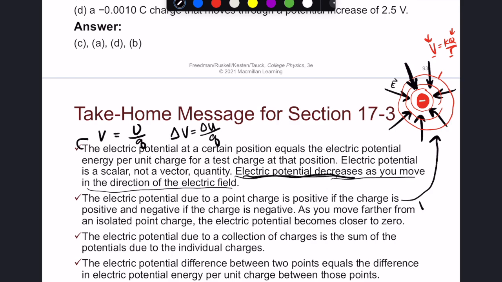And why is that? Well, that's because the potential is simply equal to KQ over R, right? So if Q is negative, V is negative. If R is small, V is big. If R is big, V is small. And that explains this second sentence, right?